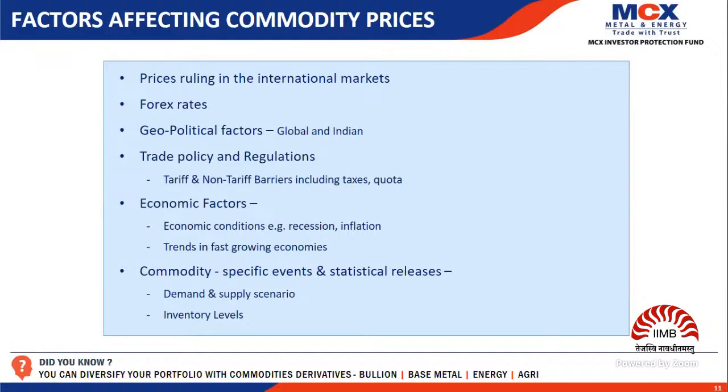For example, China is one of the major consumers of base metals. If there is a continuous lockdown, there will be no demand for base metals. What happens at that time? We can see that their prices might go down. So it is an important thing that we should keep track of what is happening in fast growing economies. And another thing is major or specific events.